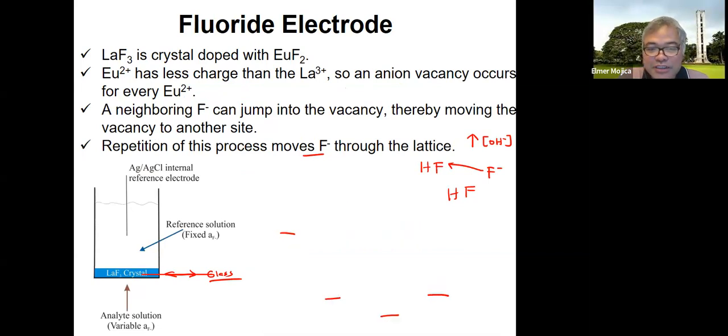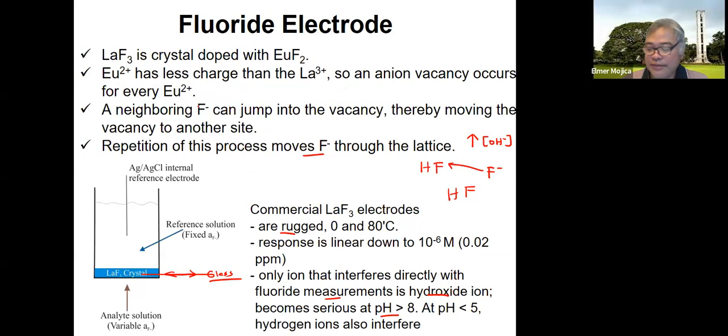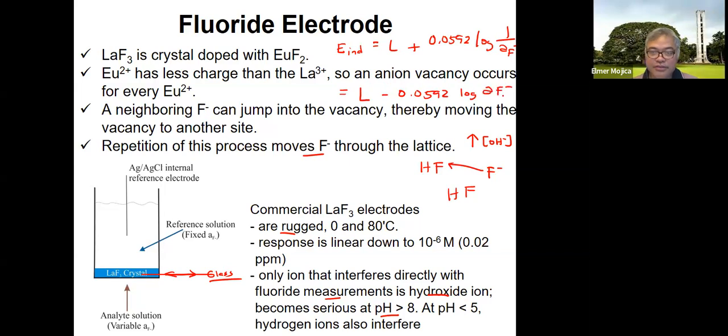And if we're going to look at the formula that you have here, there's an indicator, and then E = L - 0.0592 times log of 1 over the activity of the fluoride ion. Or if you change the sign, you have what? L + 0.0592 log of the activity of F minus, or L + 0.0592 pF.